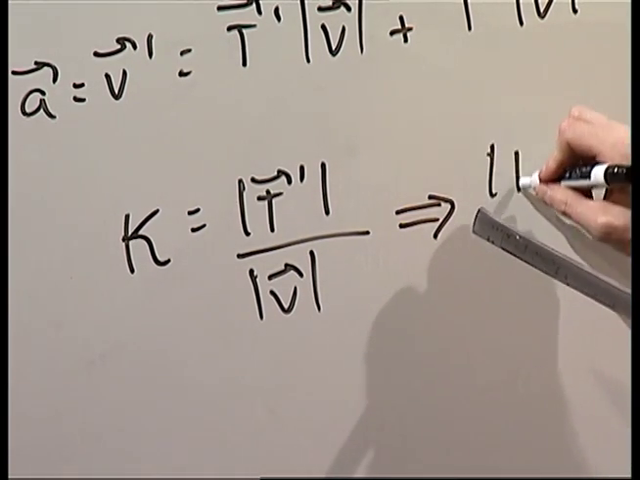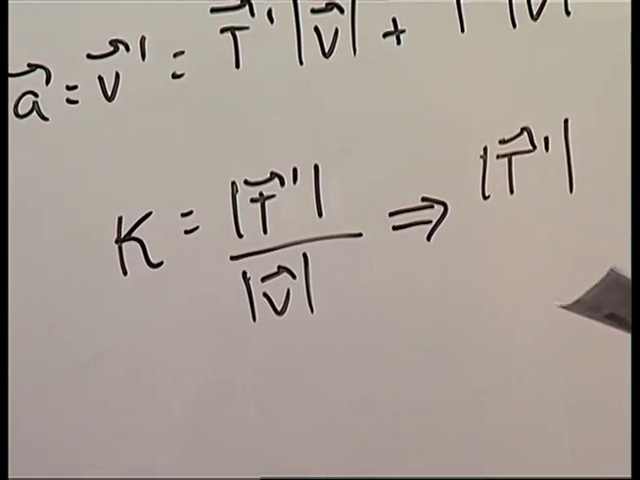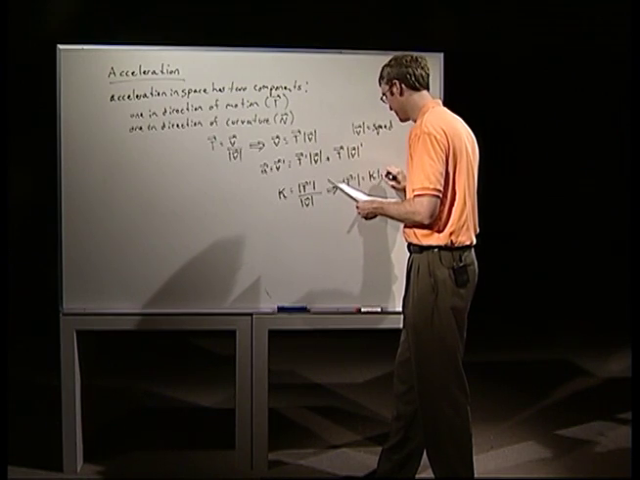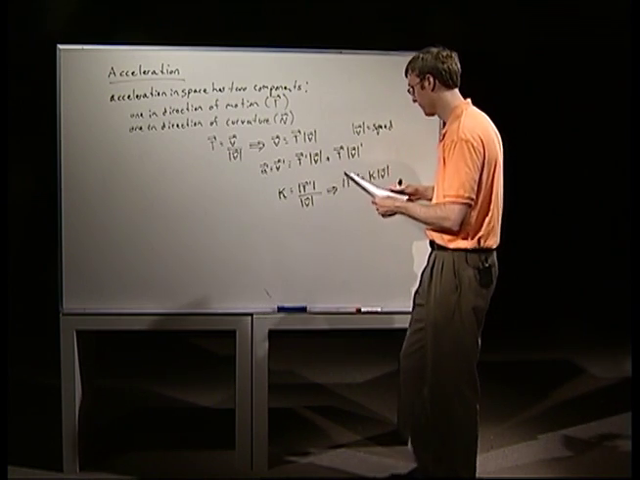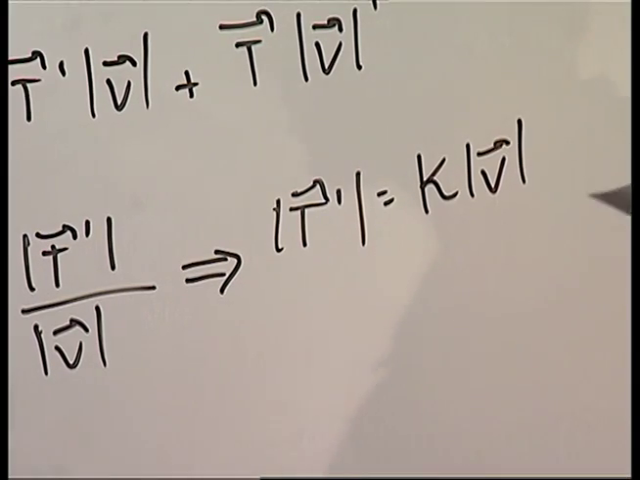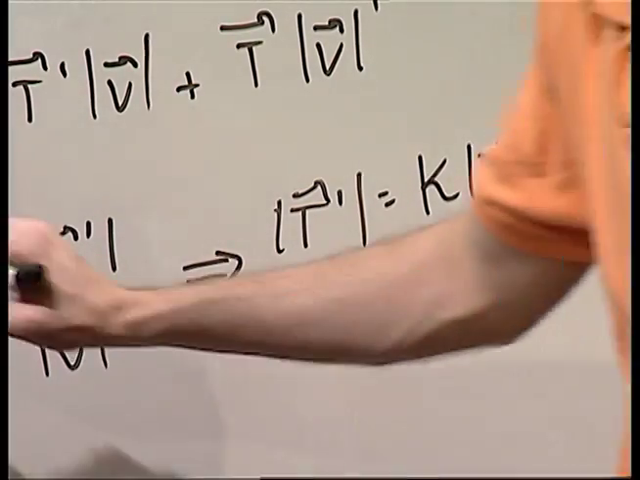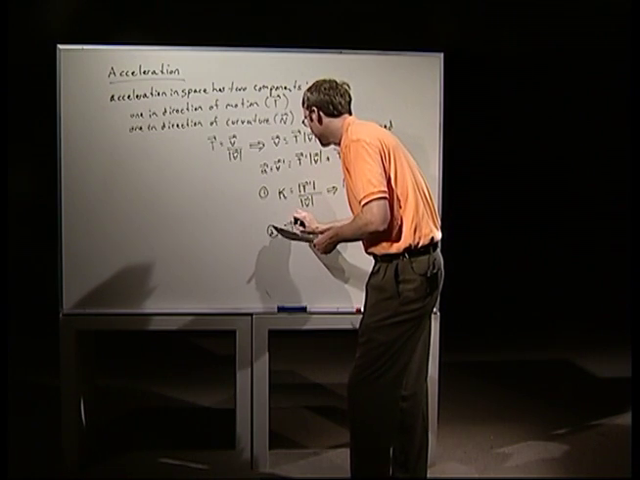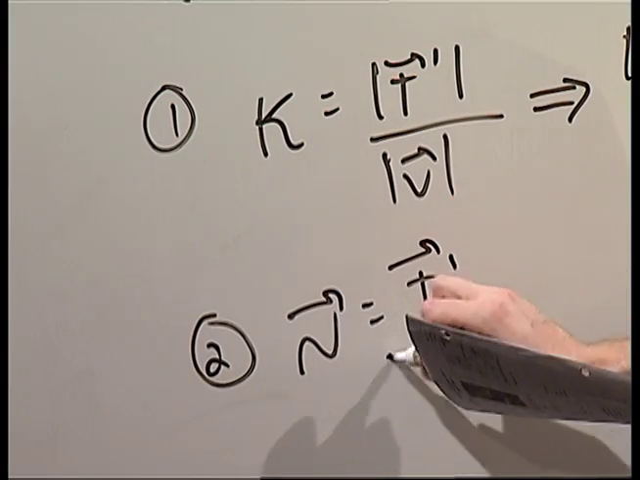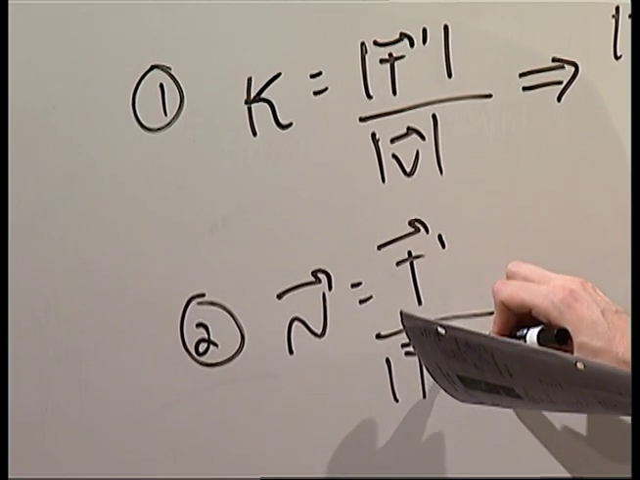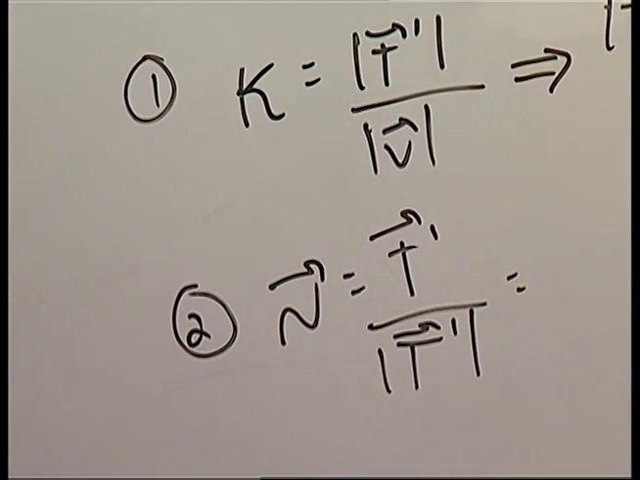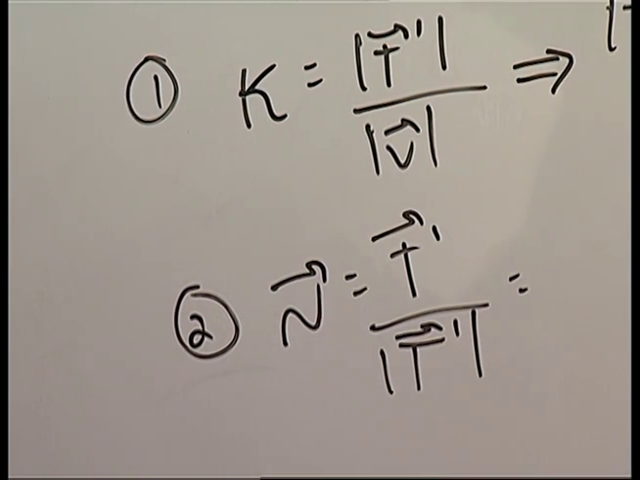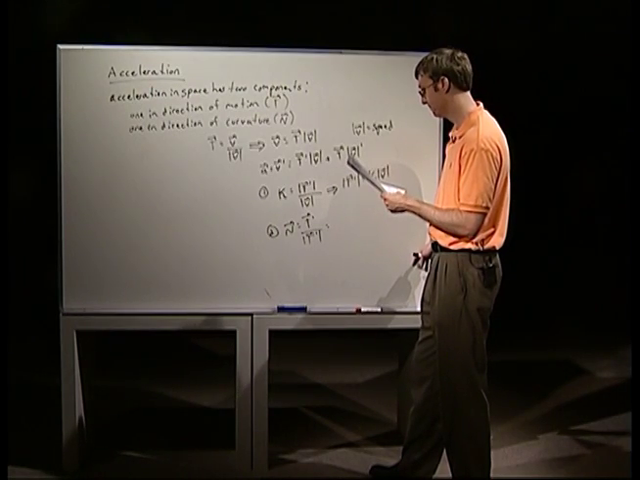And let's move some things around so we can solve for the length of T prime, and that's curvature times the length of v. Furthermore, one thing to take note of is the fact that the unit normal vector is T prime over the length of T prime.